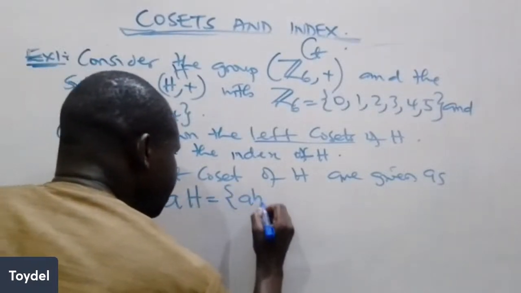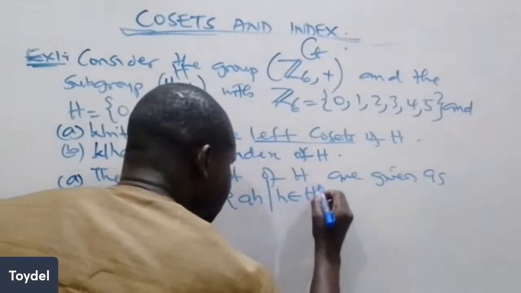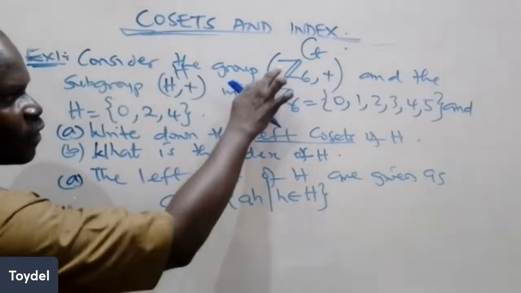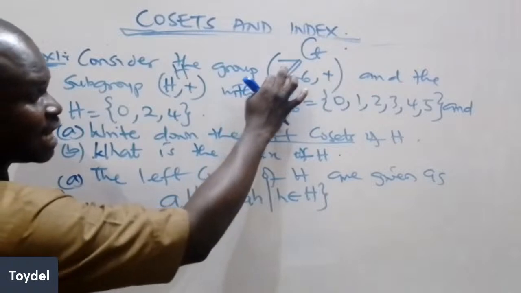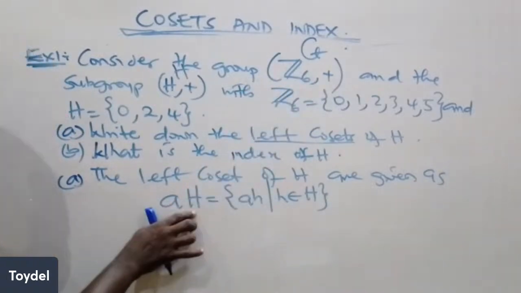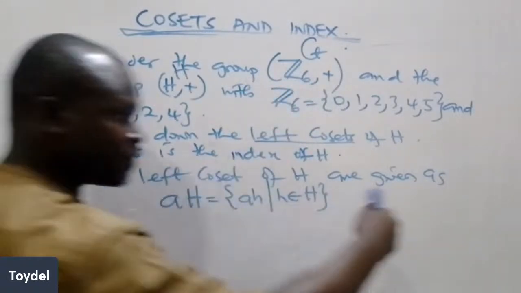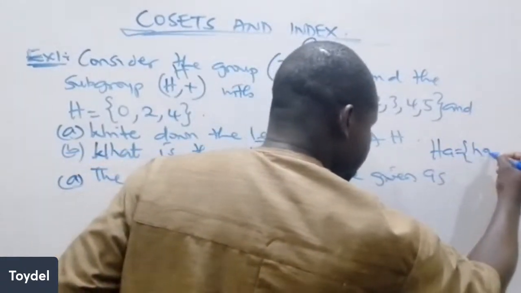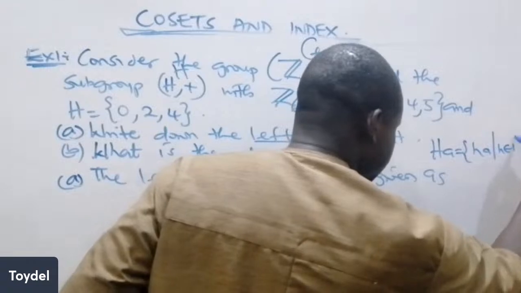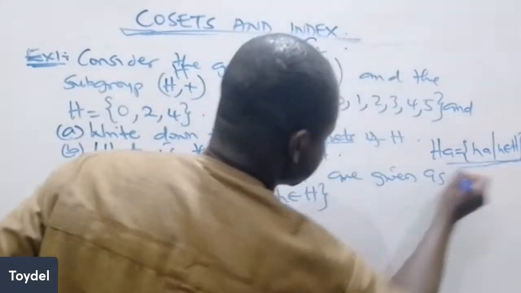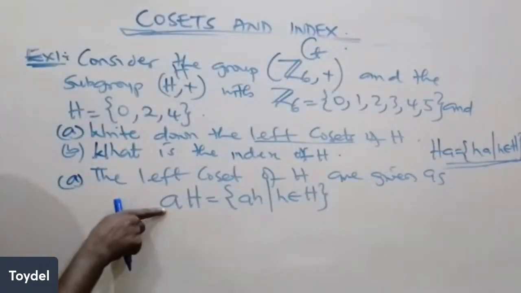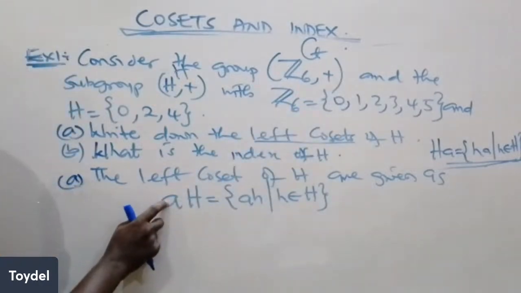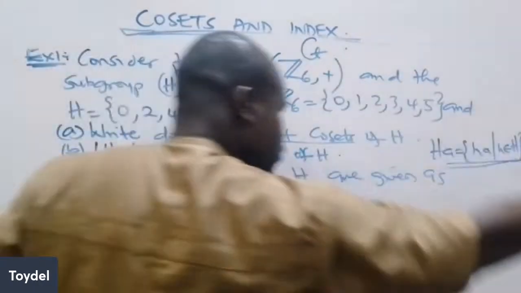That will be aH, given that h belongs to H. That's what we are going to have. The left coset simply means the element a that is coming from Z6 will be at the left hand side of the subgroup. If you are asked to find the right, it will be Ha, where h belongs to H. This is the right, but we have to find the left. So the element a, coming from this Z6, will be at the left hand side. If you have to find the right coset, you place it at the right hand side.